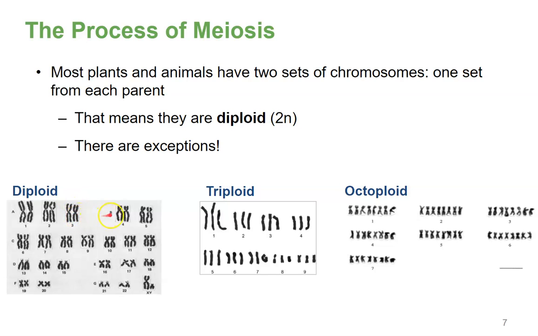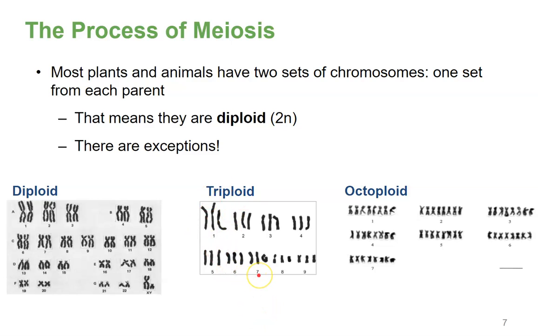Mom, dad, mom, dad, so on and so forth all the way through. But half of them came from mom, half of them came from dad. So mom gave you one copy of chromosome 1, dad gave you one copy of chromosome 1, okay? So that's humans, right? There are other organisms that have different numbers of chromosomes.